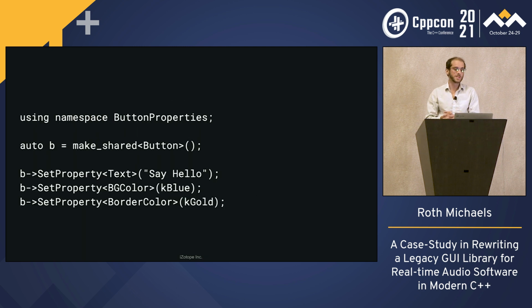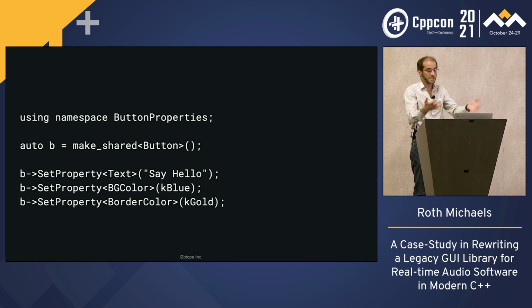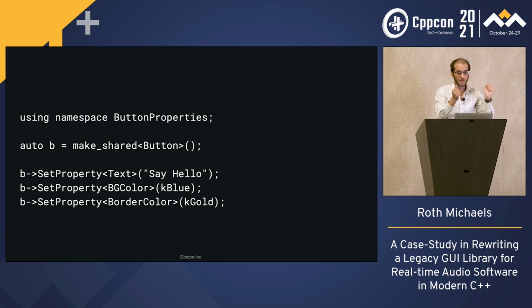And so this is how we would use these properties. You might make some button widget, and then you can just call set property templated on text if you want to set some text on the button to say hello, or we can template on BG color to set the background to blue. And the way this works is the property type that we've set up has a corresponding actual value type. So the text allows you to set that with a string, and the background and border color will allow you to set those with colors.